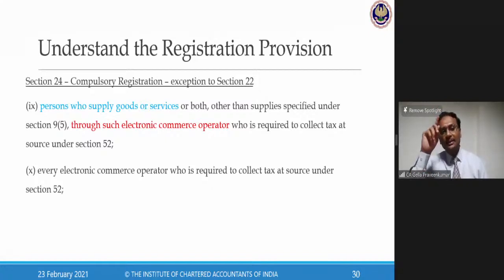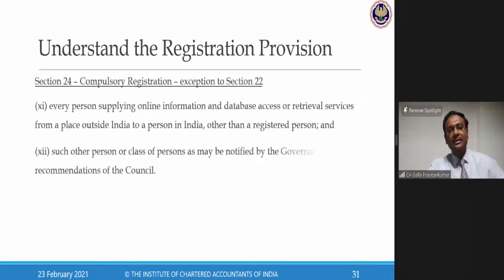The moment I supply those goods, which are taxable under GST law, through an e-commerce operator, I'm the person who is supposed to get registered. Though you have a turnover of say 5 lakhs or 3 lakhs, the moment you supply those goods through an e-commerce operator, you're mandated to get registered under the GST law. This is your clause number 9. Clause number 10, e-commerce operator. Any person running Flipkart, Amazon, etc., those are the people who have to mandatorily register under GST law. That is clause 10.